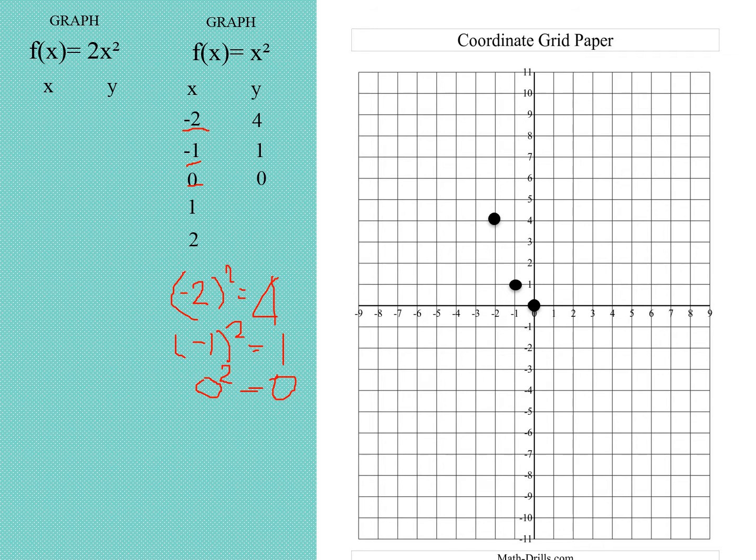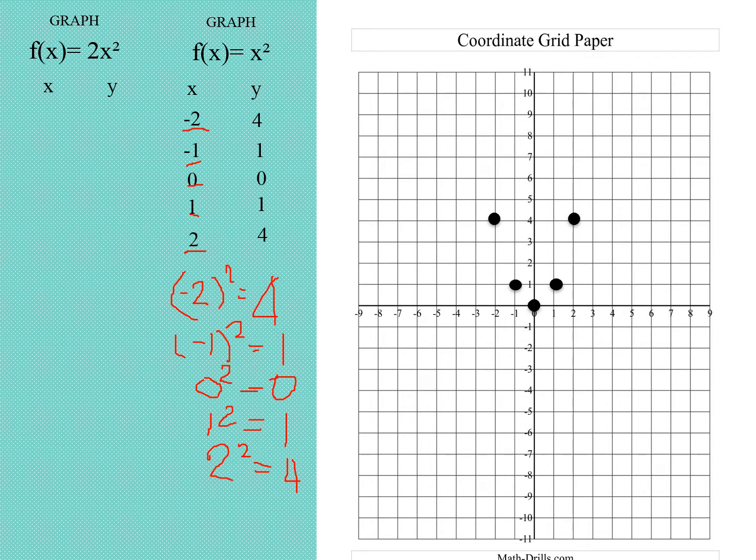Next, how about when it is positive 1? So, we have 1 squared will also be 1. So, we have 1 as the y. Then, when we put its point on our graphing paper, it is there. Next, we have the last one, which is 2. So, 2 squared will be positive 4. So, we have y as positive 4. Then, when we put it on our graphing paper, it is there.